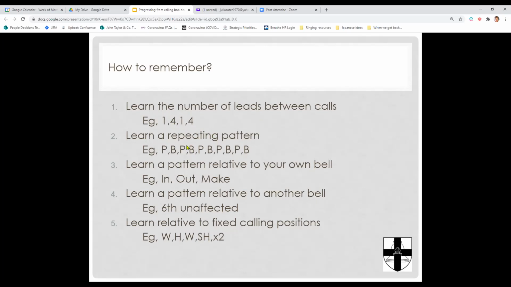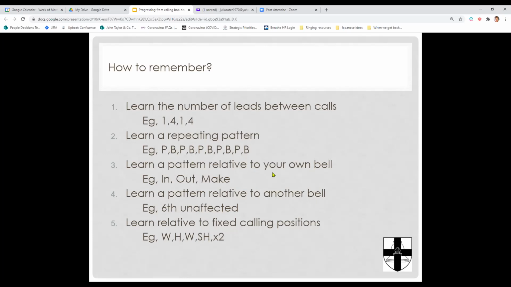A second way of doing it is to learn a repeating pattern. So literally you just go and look something up or take something away from here and just learn a repeating pattern, and you just sort of, you know, plain bob, or bob, plain bob, plain, whatever, and that happens a number of times. Another way that you can do it is by learning the pattern relative to your own bell. So this is the in, out, make in, make in, out approach that we've talked about.